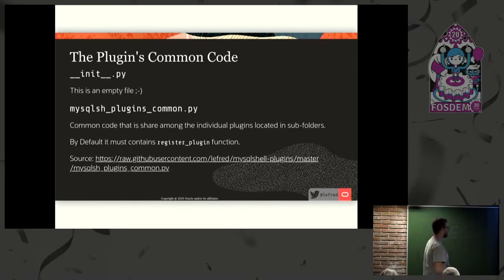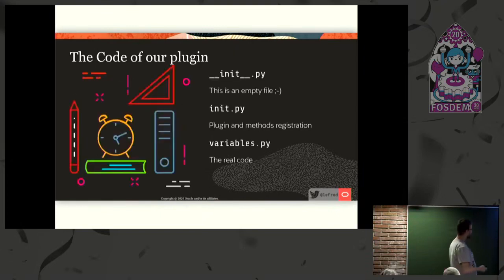The other one, you can find it on GitHub, or you can copy it. I will show you what's in it, and it has all the registration of the plugin for the shell, so you don't need to do that every time you call the shell. Then the code of our plugin, an init file again, always empty. So again, something very easy to do, and then the method registration. All the methods we're going to create in the real code, we need to register them, because something very nice with the plugin infrastructure of the shell is that it will create, for example, all the help for me.